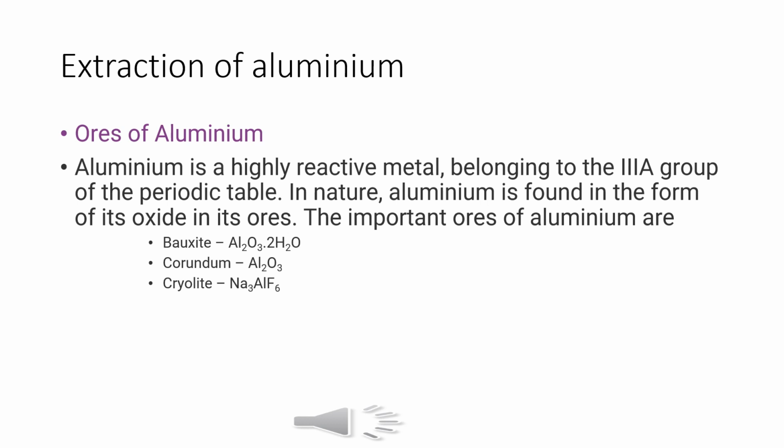And the third usefulness of cryolite is that it helps to increase the proportion of aluminium that will be extracted, because it contains aluminium as well. So when you put it there, you will increase the proportion of aluminium in the bauxite.